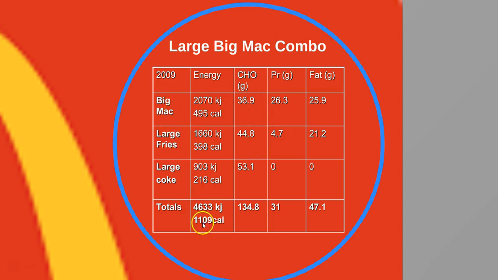So what do we get? We get about 1,100 calories from just that. Of that, you can see we get 135 grams of carbs, 31 grams of protein, a poor source of protein obviously, and then 47 grams of fat.